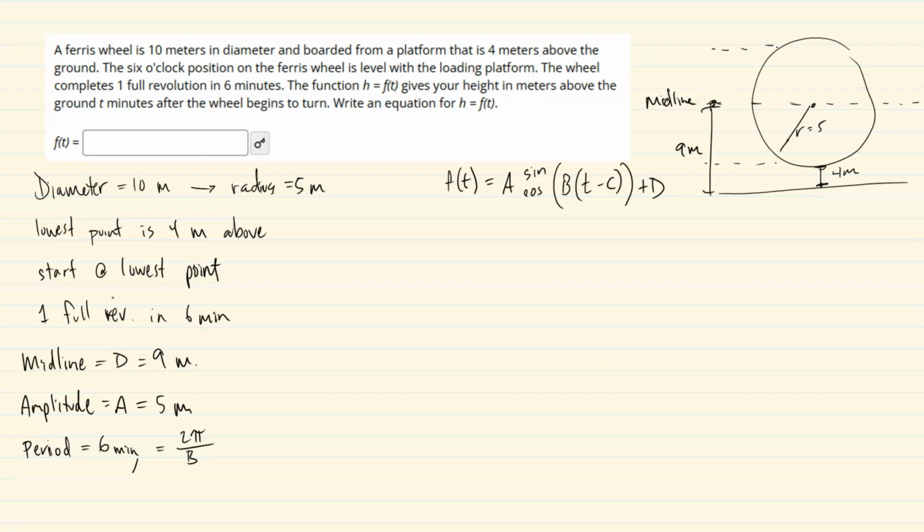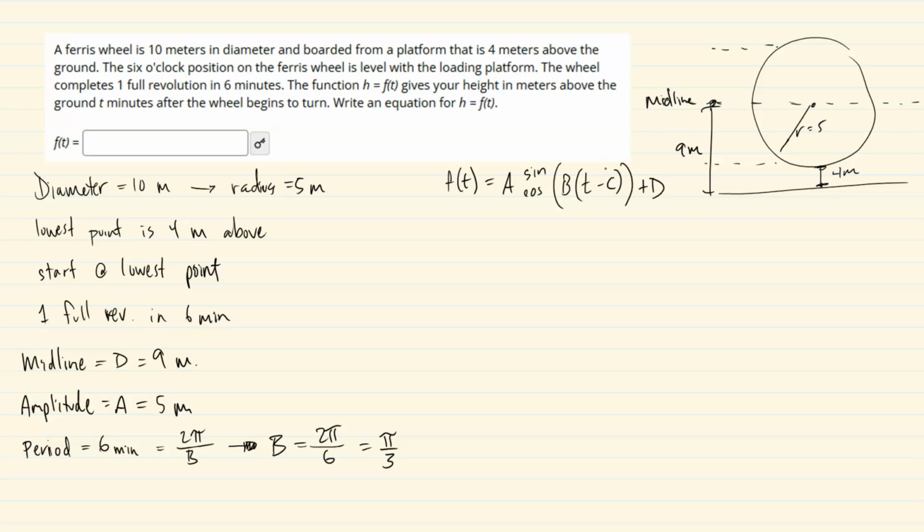But more specifically, yeah. So 6 minutes equals 2 pi over b. So we can solve for that b value. Yeah, we want to find the b. That's equal to, if you do a little bit of basic algebra, we'll find 2 pi over 6. B is equal to 2 pi over 6. And so B is equal to pi over 3. So we found D, A, and B.